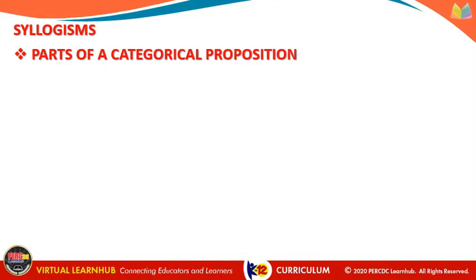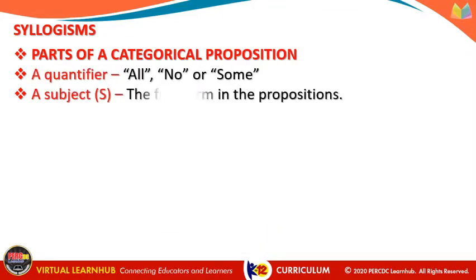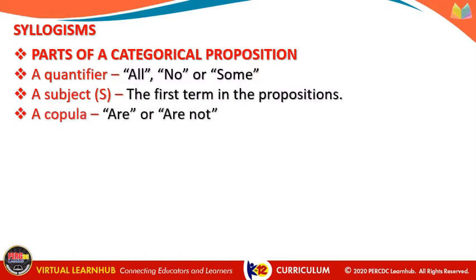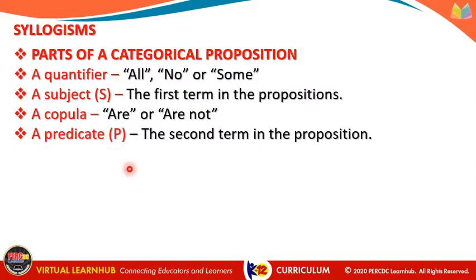Now, let us go to the parts of a categorical proposition. You have the following: the quantifier, the subject, the copula, and the predicate. Now, what is the quantifier? The quantifier part is any word that is at the beginning of our categorical proposition. It can be the word all, it can be the word no, or it can also be the word some.